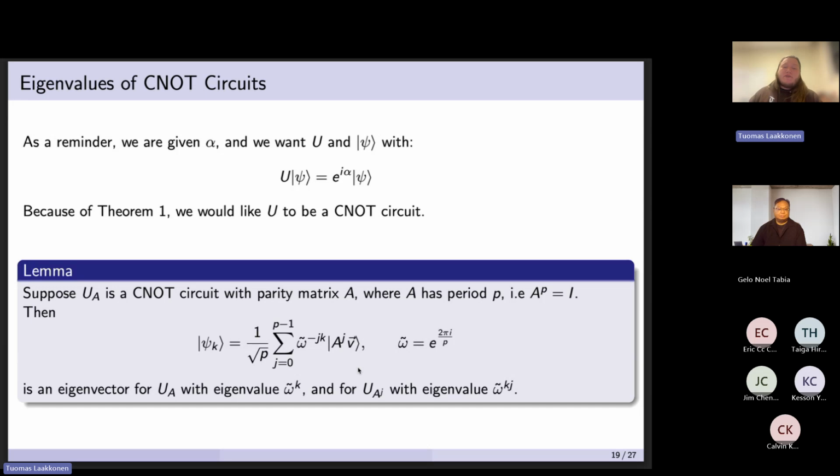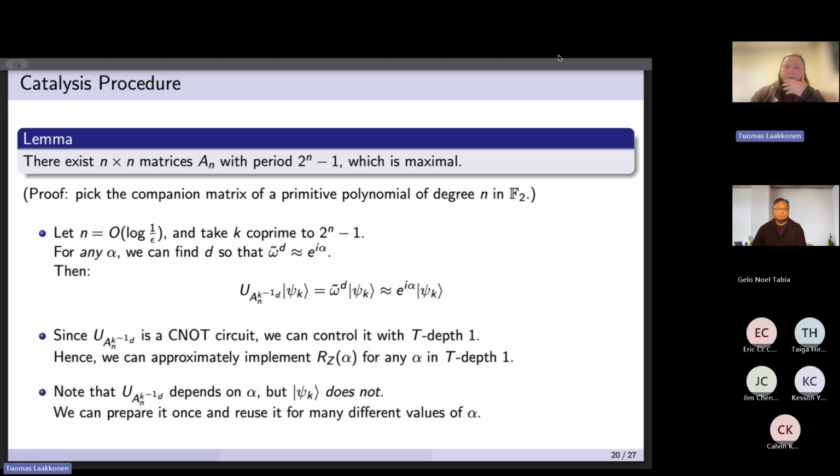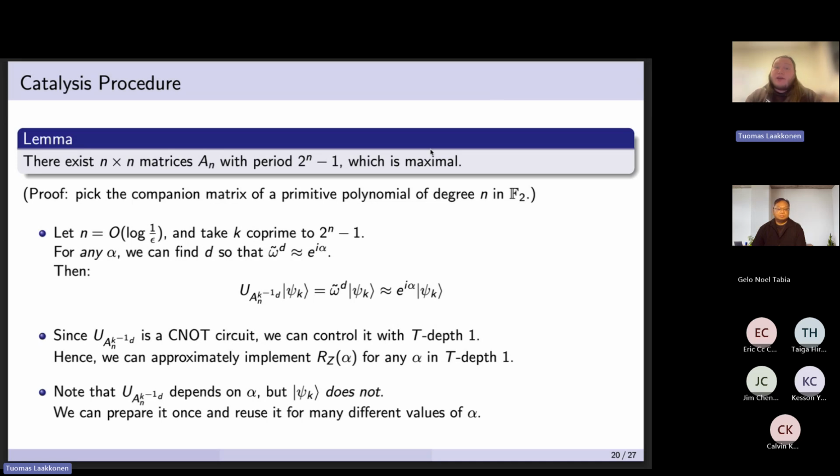And more generally, if I have A to the power of j, then that will have eigenvalues that are just powers of the original eigenvalues, kind of obviously. Right. And so, as I said, we would like to find a matrix which satisfies these properties in that it has a very high period. And there do exist matrices with this property. The maximal period is 2 to the n minus 1 if you have an n by n matrix, and you can indeed find a matrix which satisfies this. This comes from the theory of finite fields. You can do this.